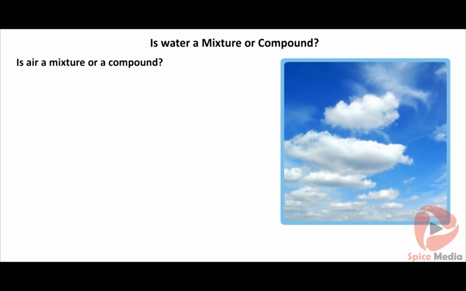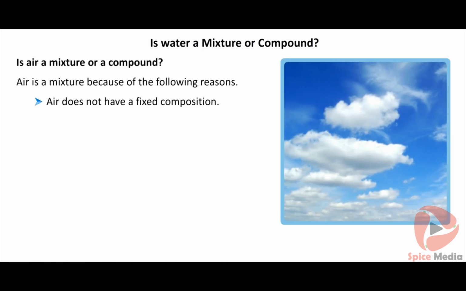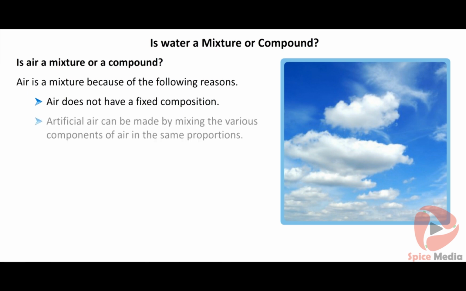Is air a mixture or a compound? Air is a mixture because of the following reasons. Air does not have a fixed composition. The composition of air varies from place to place. Artificial air can be made by mixing the various components of air in the same proportions in which they occur at a place. And when this is done, no energy changes are noticed.